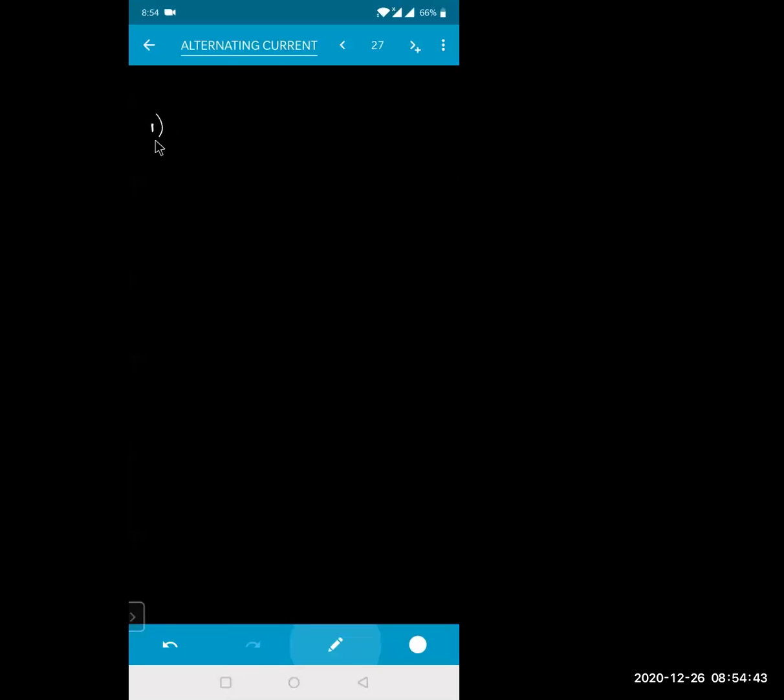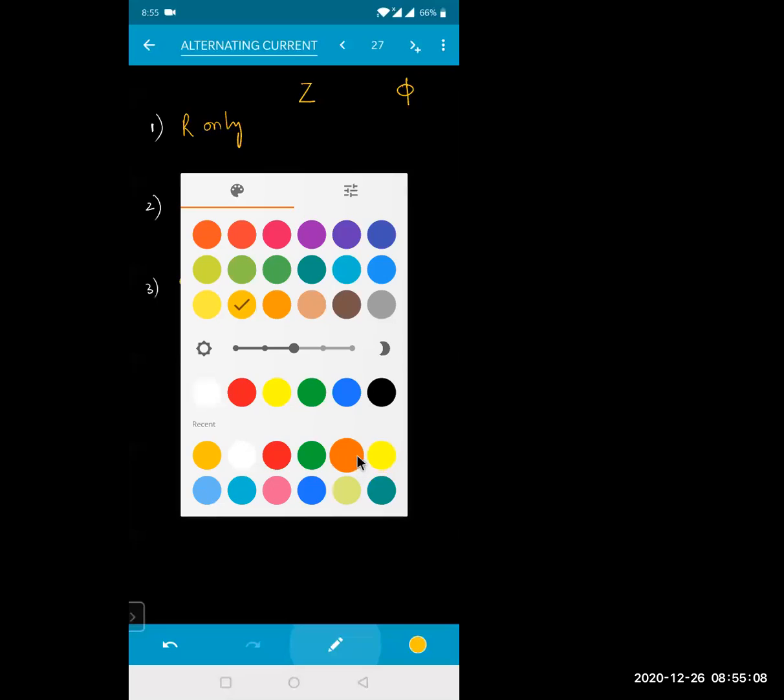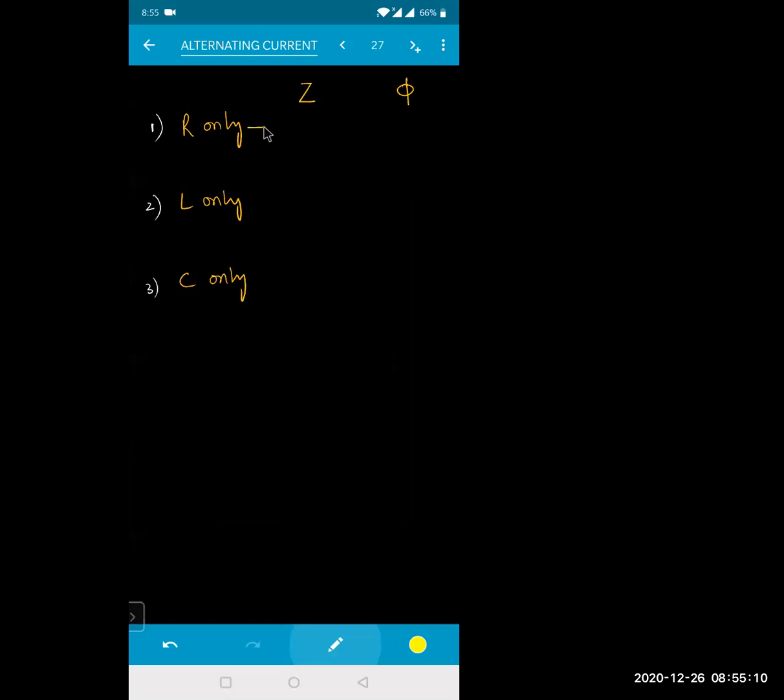So number one, this is number two, this is number three. When only R is connected, when only L, the inductor, is connected, when only the capacitor is connected. What is the value of your Z and what is the value of your phi? Now when only R is connected, Z is equal to R, and the phase difference is equal to 0.